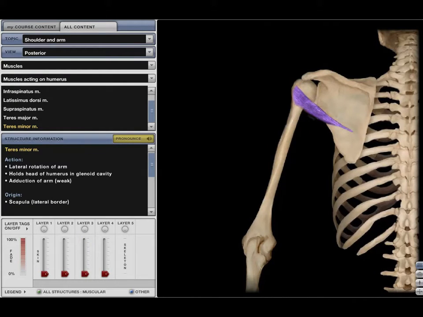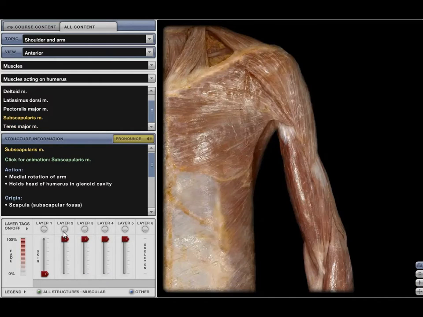This muscle originates on the lateral border of the scapula and also inserts on the greater tubercle of the humerus. The actions of the teres minor are very similar to the infraspinatus in that it adducts and laterally rotates the humerus. To see the fourth muscle of the rotator cuff group, we need to flip over to the anterior side.